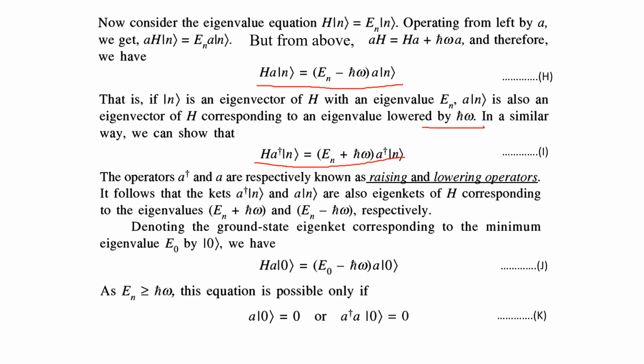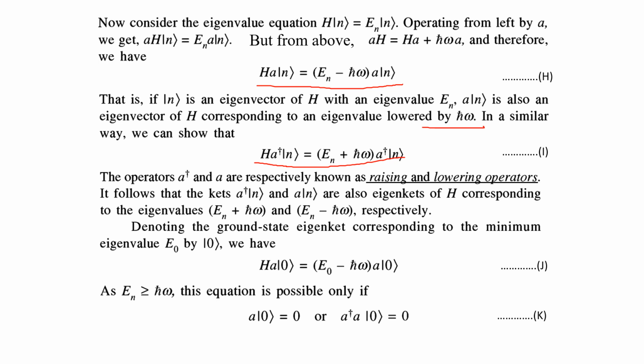Here we can see that if we operate by a, the eigenvalue of energy decreases by ħω, and if we operate by the operator a†, it is increased by ħω. That's why the operators a† and a are respectively known as raising and lowering operators.